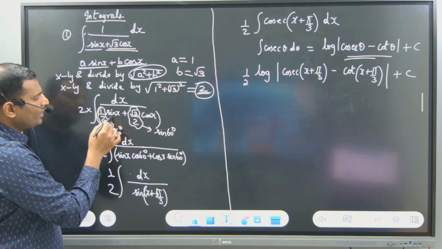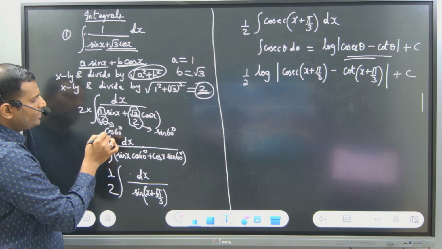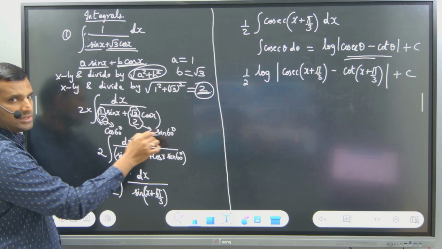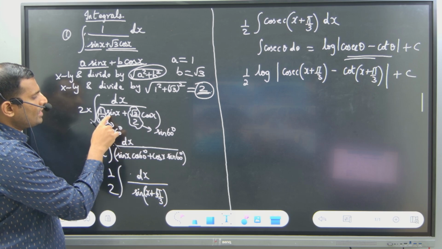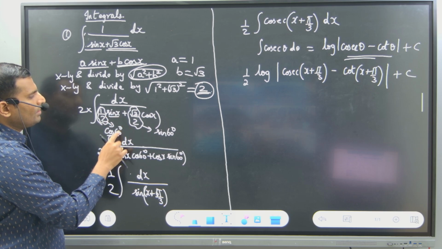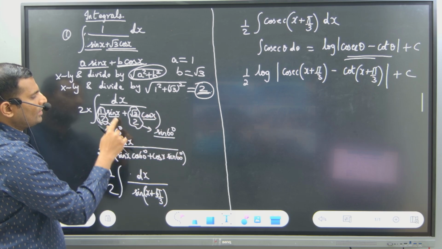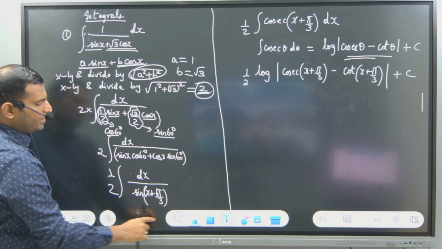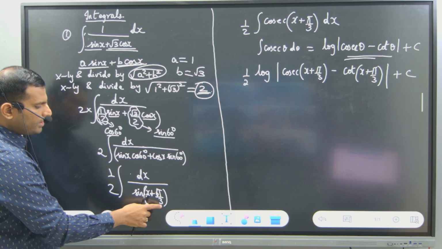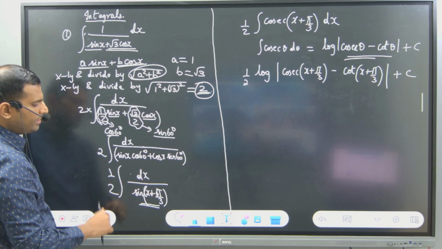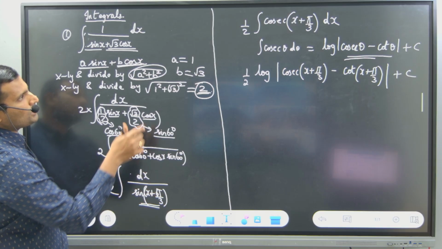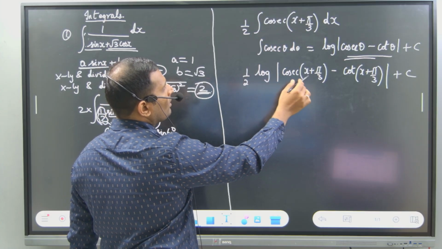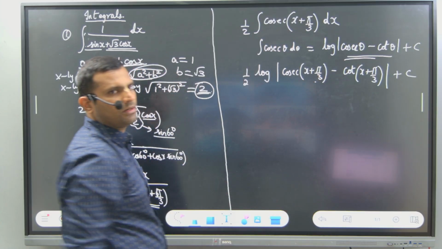Now if you look at it, this half is cos 60 and root 3 by 2 becomes sin 60. Now it looks like sin a cos b plus cos a sin b. What is sin a cos b plus cos a sin b? Sin of a plus b. So it becomes sin of a plus b. And 1 by sin is cosecant theta, and the integral of cosecant is log of cosecant theta minus cot theta.